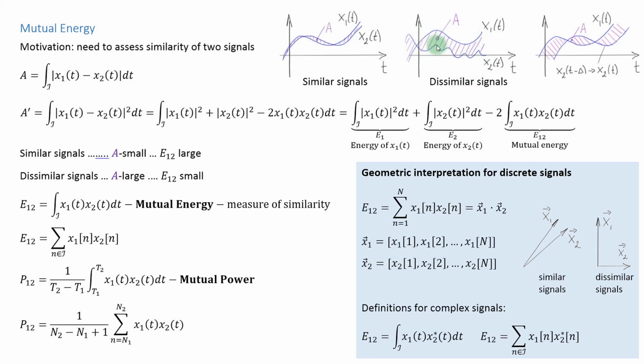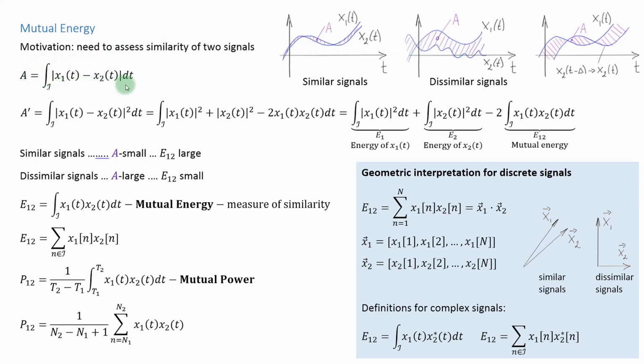Now, how could I mathematically quantify that these two signals are more similar than these ones? Well, for that, I could use the area in between these signals, the area which I have cross-hatched here. In the case of the similar signals, this area will be small, and in the case of dissimilar signals, this area will be big. So this area could serve as a measure of similarity, but in reality we do not use it. More often we use something which can be derived from the idea of this area. Let me show you the derivation.